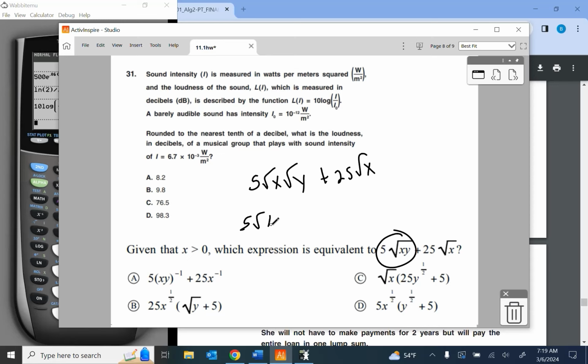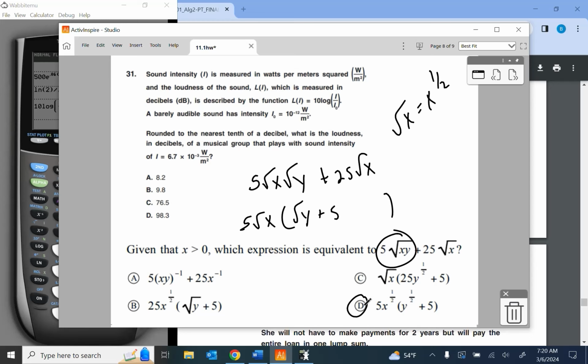So it becomes 5 root x. If I pull a 5 root x from this, I'm left with root y. If I pull a 5 from 25, I have a 5, and I pulled the root x. So this is my answer: 5 root x root y plus 5. Oh yeah, you're expected to know that root x is x to the 1/2 power. You're expected to know things like that. So that makes it choice D.